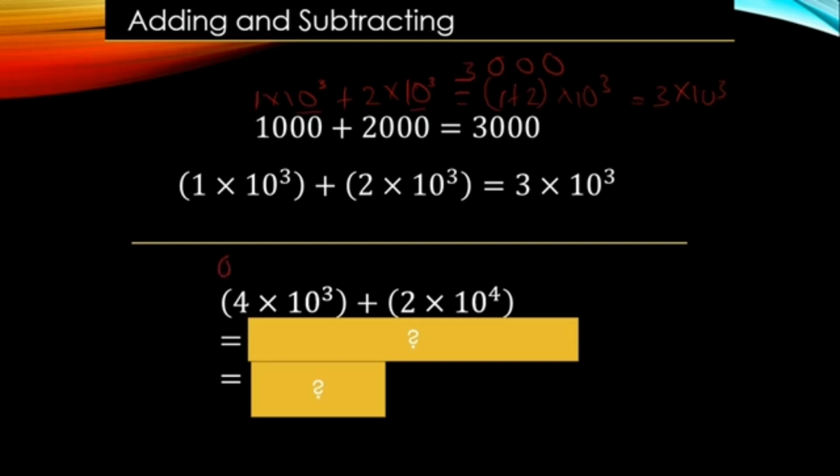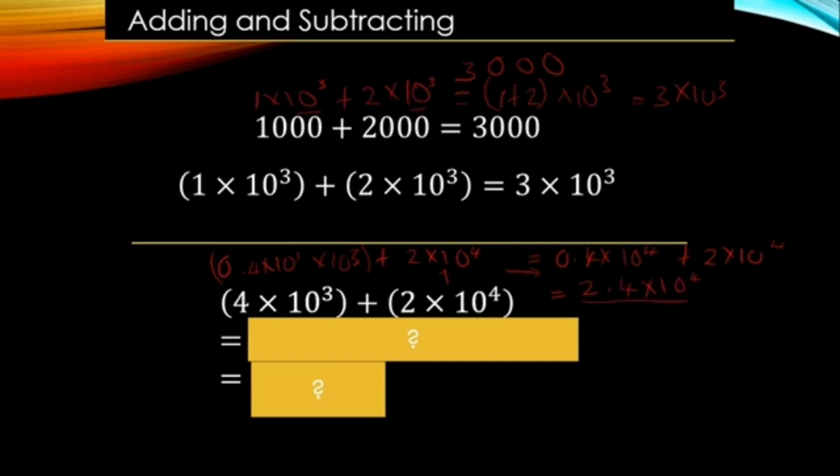For example, here it would be 0.4 times 10 to the power 1 times 10 to the power 3 plus 2 times 10 to the power 4. Where we would go from here is, it would be 0.4 times 10 to the power 4, since here it's 1 plus 3, which then plus 2 times 10 to the power 4. Now we've rearranged this one to this step, where we have 2 powers of 4 and it's easier to add. We're only going to add these ones, which will give us 2.4 times 10 to the power 4, okay?